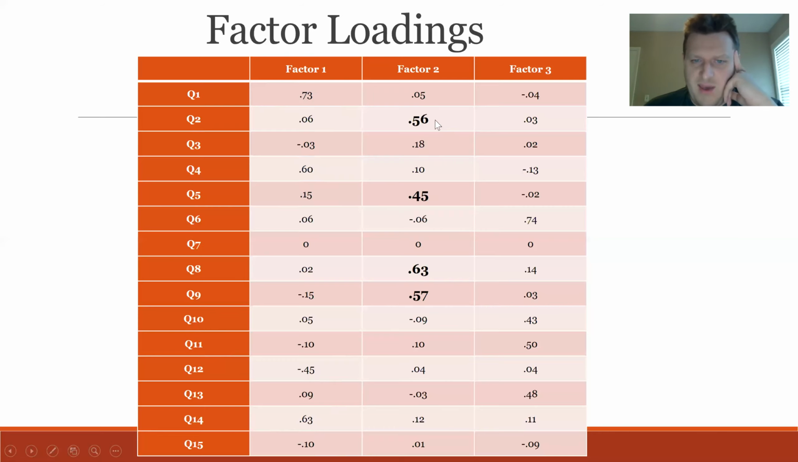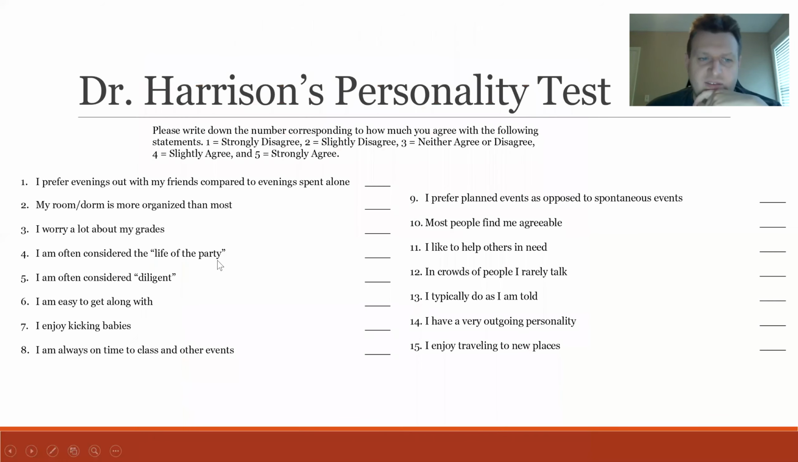Factor 2, we have 2, 5, 8, and 9, where 8 seems to be the best predictor of whatever this factor is measuring. Can we look at this? My dorm room is more organized than most. I am always on time to class. I'm often considered diligent. I prefer planned. This seems to be how organized someone is.